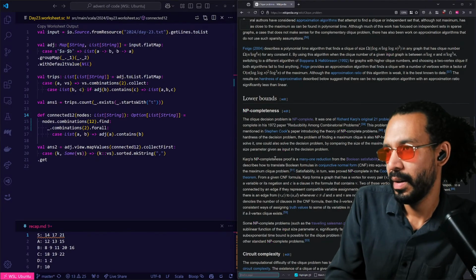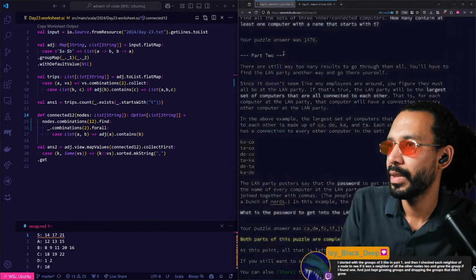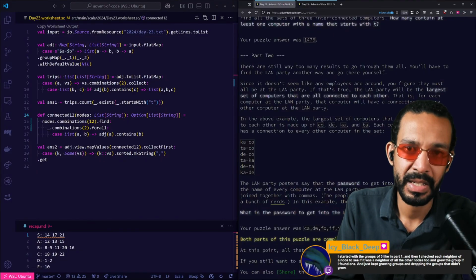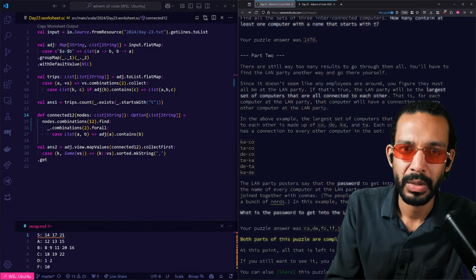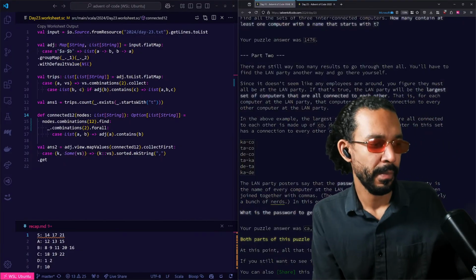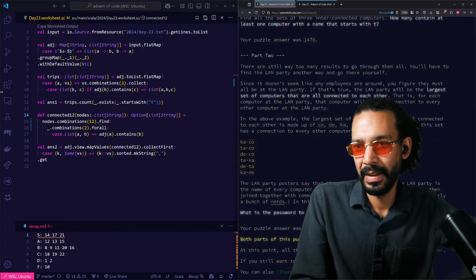Okay. That's something for me to read up on. My graph theory is behind. You started with a group of 3, like in part 1, and then you check each neighbor to see if it's a neighbor of all the other nodes too. Okay, so just grow the group.